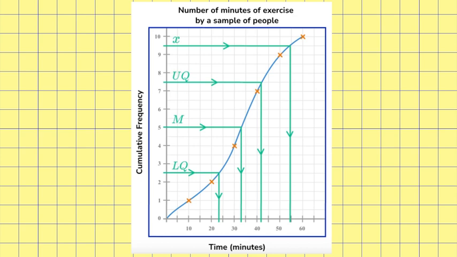Remember, cumulative frequency always goes on the y-axis. The name of your data always goes along the x-axis, and remember it is for cumulative data. And remember that all graphs, whether cumulative frequency curves or any other graph, should have a title. In this case, number of minutes of exercise by a sample of people.